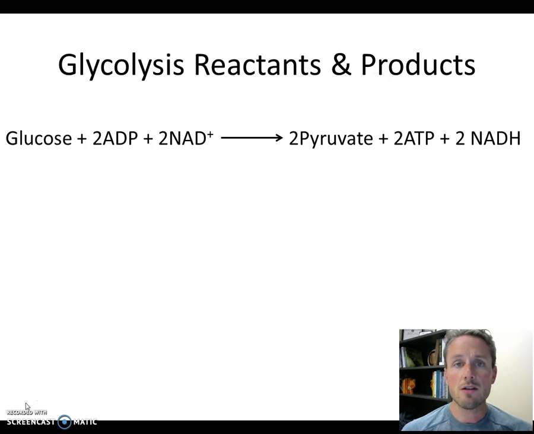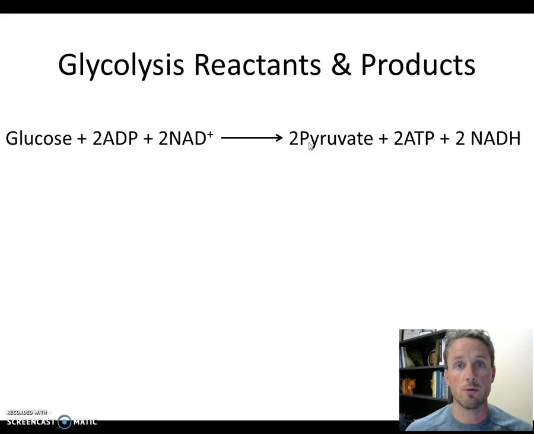Okay, so let's look at the reactants and products of glycolysis. Glycolysis begins with a glucose molecule. Then along the way, we're going to need a couple of these ADP molecules so that we can store some energy in them. Then we're going to need a couple of these NAD+ molecules. We'll be loading electrons onto those, and this is another way of transferring energy around inside the cell. We'll do the steps of glycolysis represented by the arrow, and the products of glycolysis will be two pyruvate molecules.